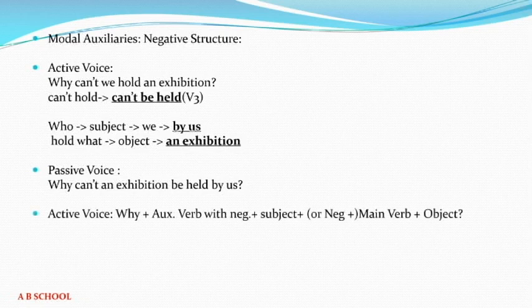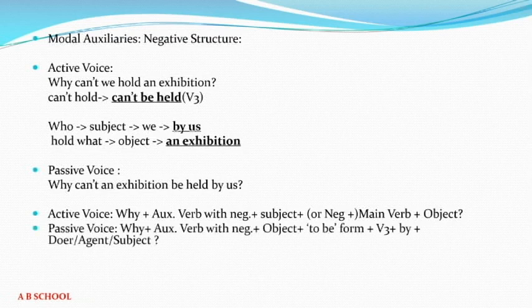As active voice structure, you call it formula, right? Why plus auxiliary verb with negation, as contracted form is given here, plus the subject plus the main verb. Now suppose you did not take the contracted verb there, then negation will appear here, like why can we not hold, and then after the main verb the object. And then passive voice, why plus auxiliary verb with negation is there, plus the object plus to be form plus verb 3 plus by plus the doer of the action. Or if you are taking the not, the negation word, separately, then as the active voice only. Okay, why can an exhibition not be held by us? Clear?